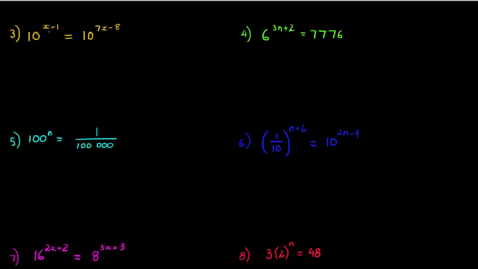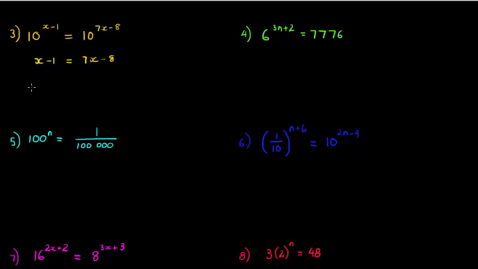Here we have two sides, left hand side, right hand side, and as a matter of fact we have an unknown on the left hand side and an unknown on the right hand side. What is very nice about this one is that we already have the same bases on both sides, which simply means my exponents must be equal. I can immediately just say that 10 to the power of x minus 1 is equal to 10 to the power of 7x minus 8, which means x minus 1 must be equal to 7x minus 8, because this power is equal to that power.